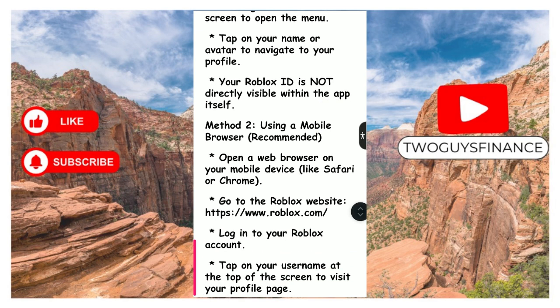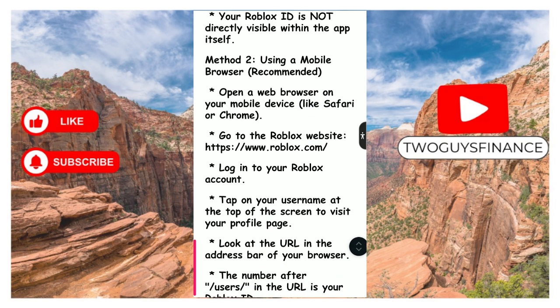How do you use a mobile browser? Open a web browser on your mobile device like Safari or Chrome, depending on whether it's an Android or iOS. Then go to the ROBLOX website, which is https://www.roblox.com. Once you've gotten there, log into your ROBLOX account with your credentials. Then tap on your username at the top of the screen to visit your profile page.